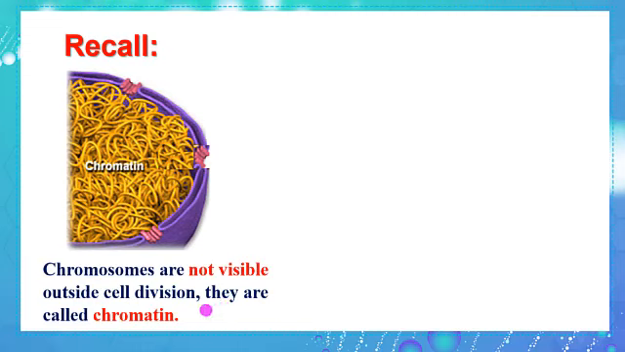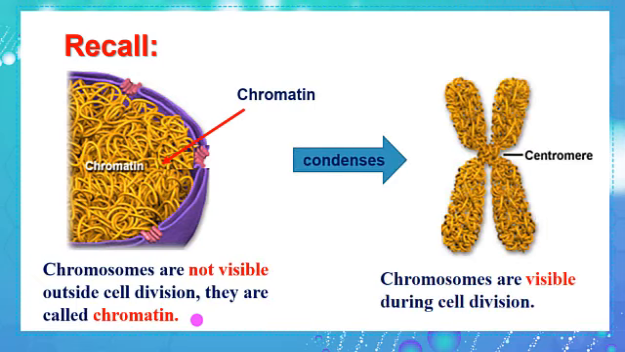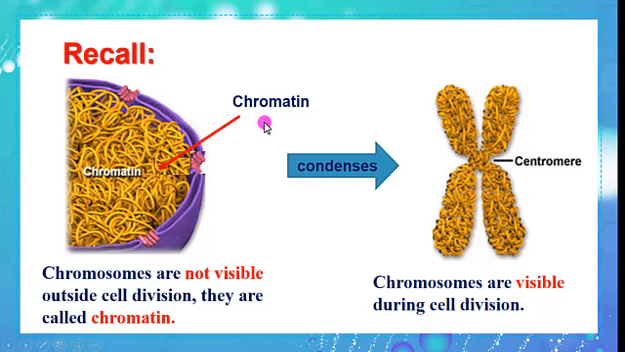Now, let's recall something. We mentioned previously that chromosomes are not visible outside cell division, so they are called chromatin, while chromosomes are visible during cell division. So we said that the chromatin condenses to become chromosomes during cell division. What do we mean by condenses? It means that the chromatin coils to become chromosomes, where it is visible during cell division.